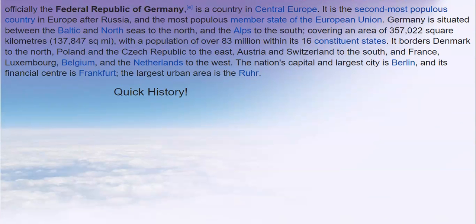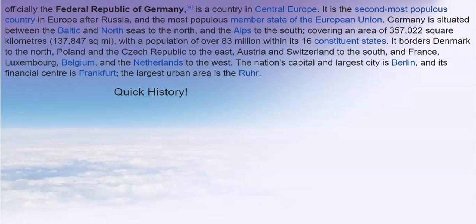Officially, the Federal Republic of Germany is a country in Central Europe. It is the second most populous country in Europe after Russia and the most populous member state of the European Union. Germany is situated between the Baltic and North Sea to the north and the Alps to the south, covering an area of 357,022 square kilometers, 137,847 square miles, with a population of over 83 million people.